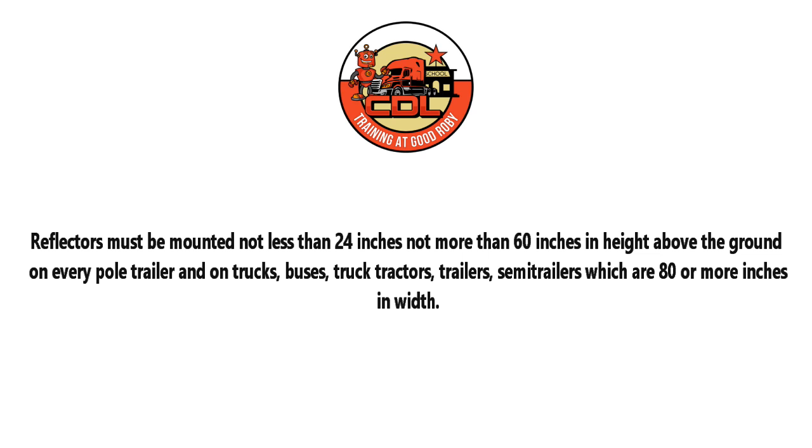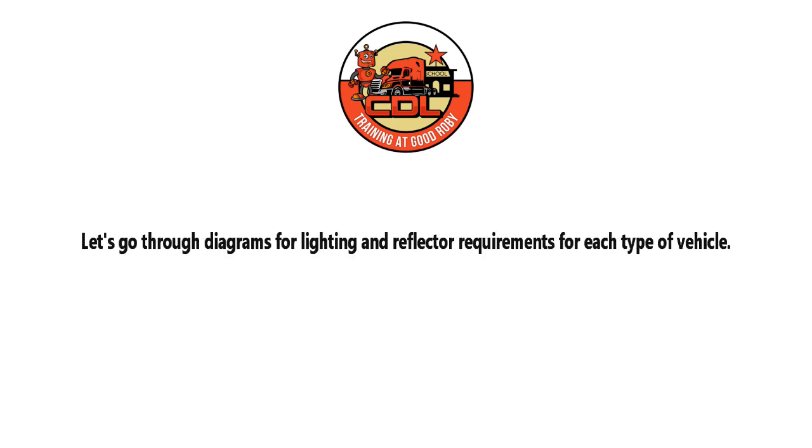Reflectors must be mounted not less than 24 inches, not more than 60 inches in height above the ground on every pole trailer and on trucks, buses, truck tractors, trailers, semi-trailers which are 80 or more inches in width. Let's go through diagrams for lighting and reflector requirements for each type of vehicle.